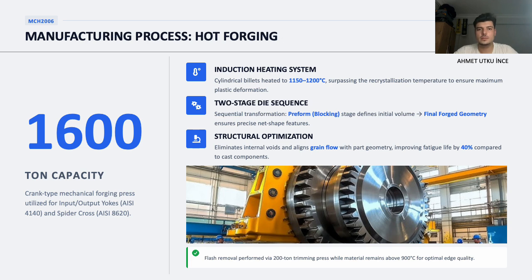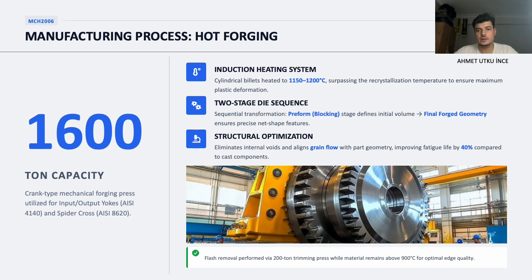For the initial shaping of our yoke keys and Spider Cross, we implemented a precise hot forging process. We utilize a massive 1600 ton capacity crank-type mechanical forging press. Before forging, the raw steel billets are heated in our induction heating system to temperatures between 1150 and 1200. This is well above the material's recrystallization temperature, reducing its yield strength to ensure maximum plastic deformation without cracking.